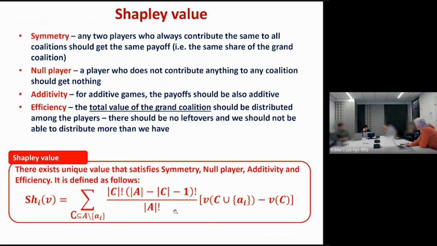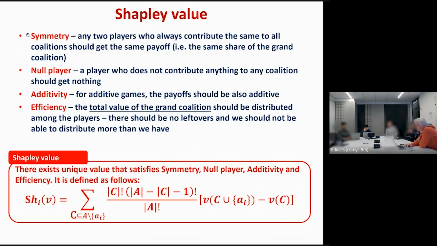Is that thing almost the inverse of A choose C? Essentially, it's the number of orderings, and I will go into more detail on what this weighting function means in a second. But let's just skip it for a while.